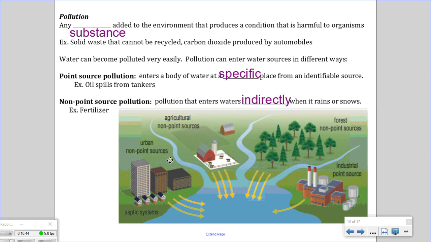So there's non-point sources. These are urban sources such as septic systems, so sewage water can be drained directly into water sources. There are agricultural non-point sources. So as mentioned in the slide, when fertilizer is applied and it rains or snows, this can wash fertilizer into close by streams or lakes, which can end up in larger bodies of water. Industrial areas can be point sources as well, as they can dump pollutants directly into bodies of water.